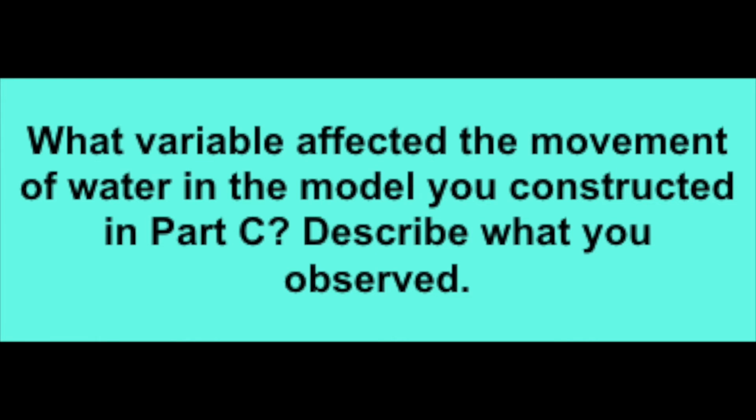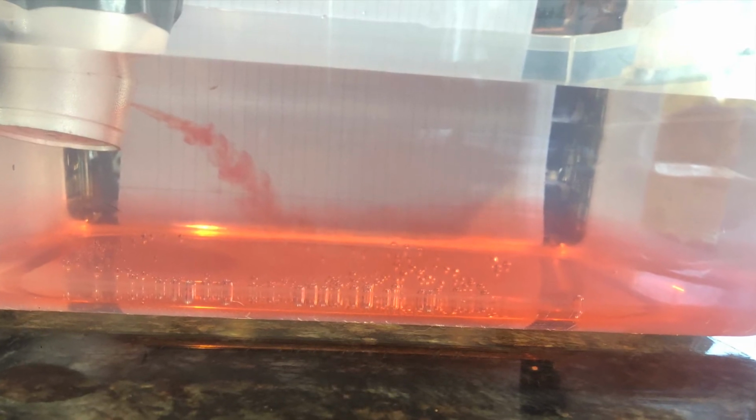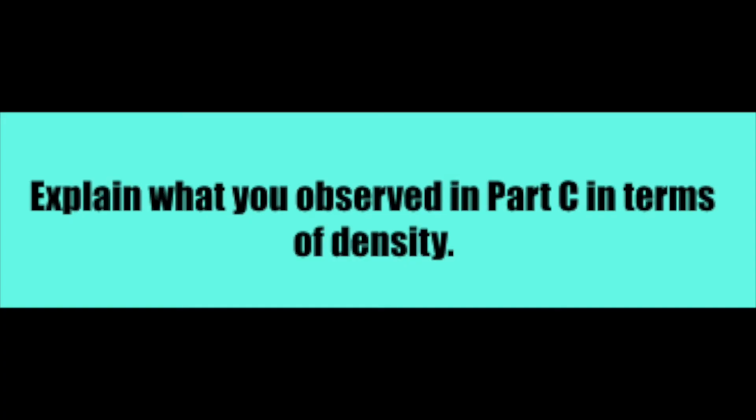Part C, question 6. What variable affected the movement of water in the model you constructed in part C? Describe what you observed. The variable is salinity, or the salt content of the water. Ours was 5%. I saw the red salty water sink beneath the water in the bin, which had no salt added to it.